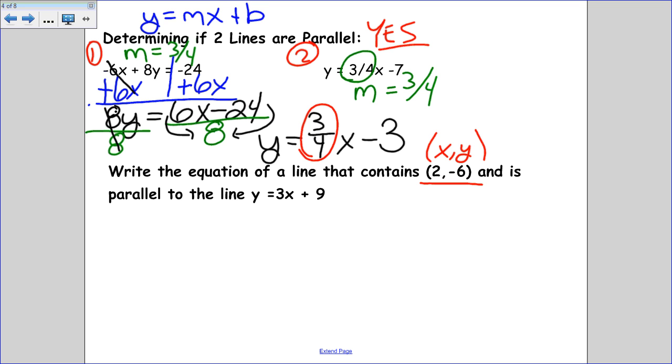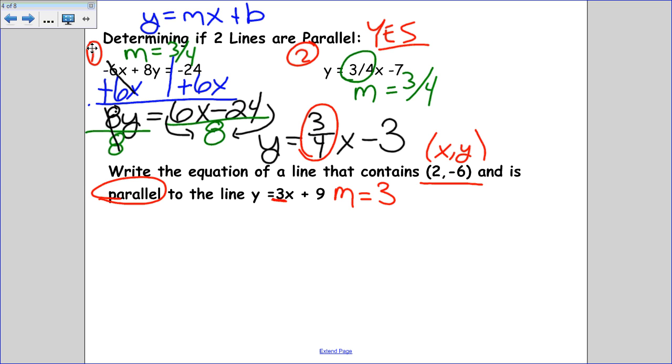And it's parallel to the line y equals 3x plus 9. Well, what does that mean to us? That means that we have a slope of 3, and if it's a parallel line, it needs to have the same slope, because parallel lines have the same slope. So I could say this has an m of 3.